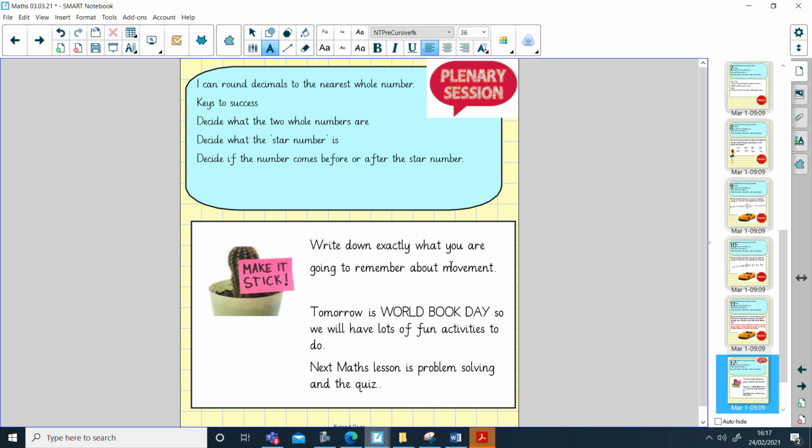Tomorrow is really exciting. It's World Book Day and we've got lots of fun activities. So instead of a maths lesson tomorrow, we're going to be doing lots of book activities. So our next maths lesson won't be until Friday, which will then be your problem solving and your quiz lesson.